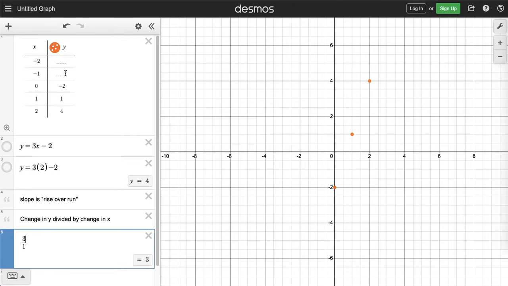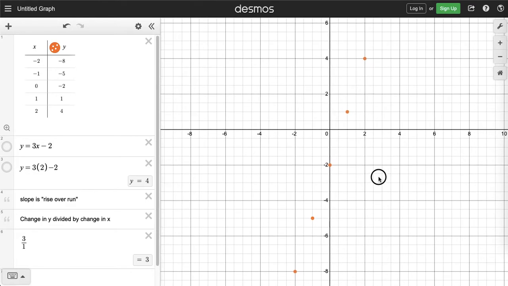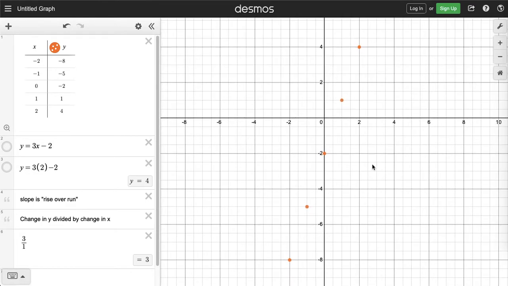And so I can reverse this in my table of values here. If I go down 1 for x, or left 1 for x, I have to do the opposite. So instead of going up 3 for y, I would go down 3. So I get my next value is -5, and then -8. And hopefully you've been noticing as I've been typing in those points, they've shown up in orange on my graph. I'm just going to drag it so I can see things a little bit more clearly.